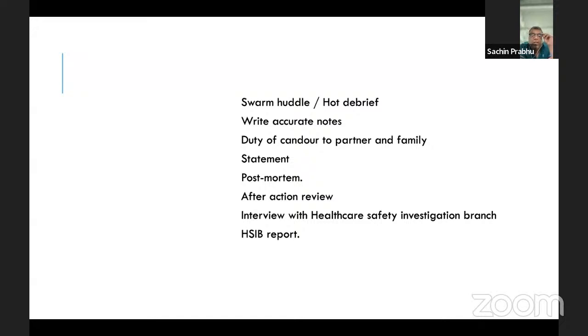And an after action review, an AAR, that's called. An after action review is basically the same thing. You bring the team together and you delve into the depth of what went well, what could have been done better, and some learning from there. And it's common in the United Kingdom that, as this is a maternal death, it gets investigated by the HSIB, the Health Safety Investigation Branch, and that was what was done.